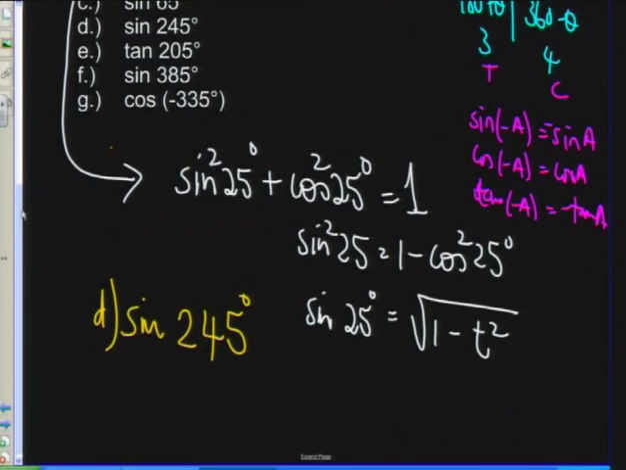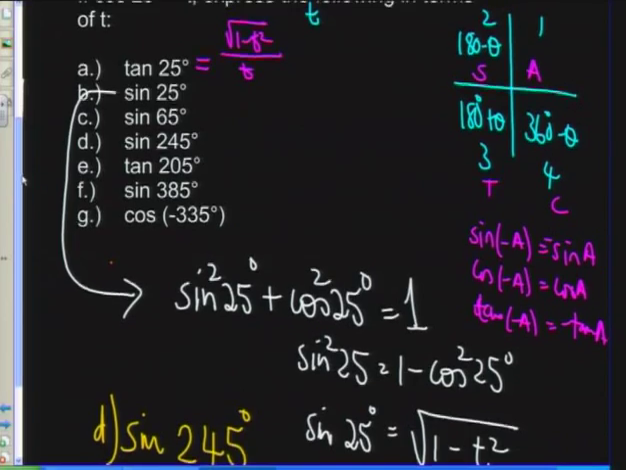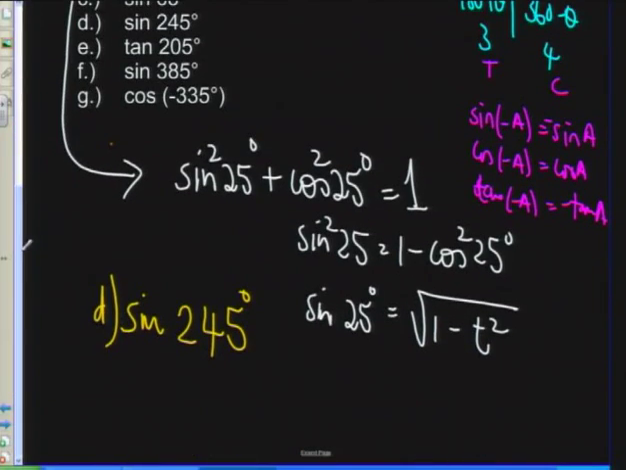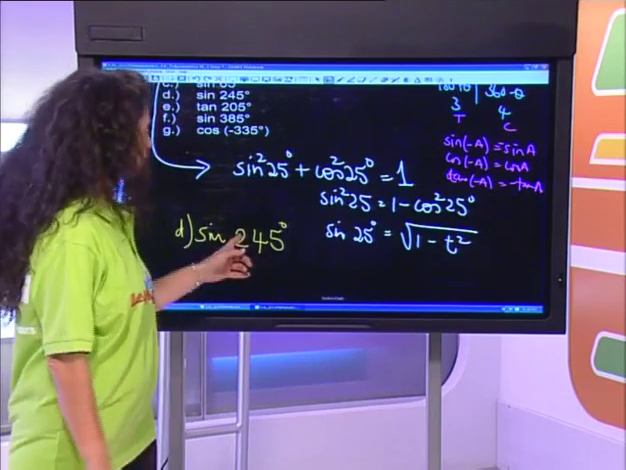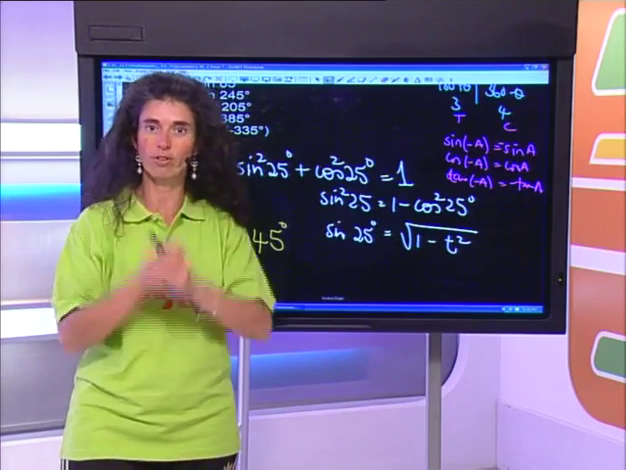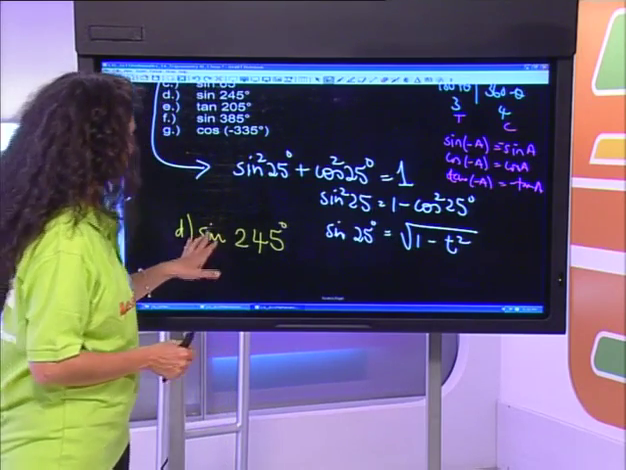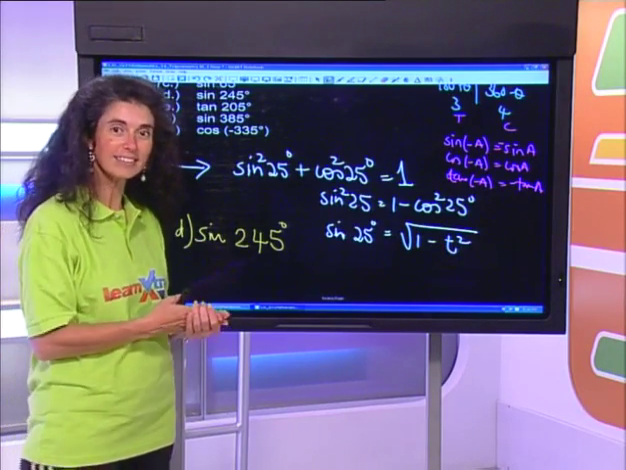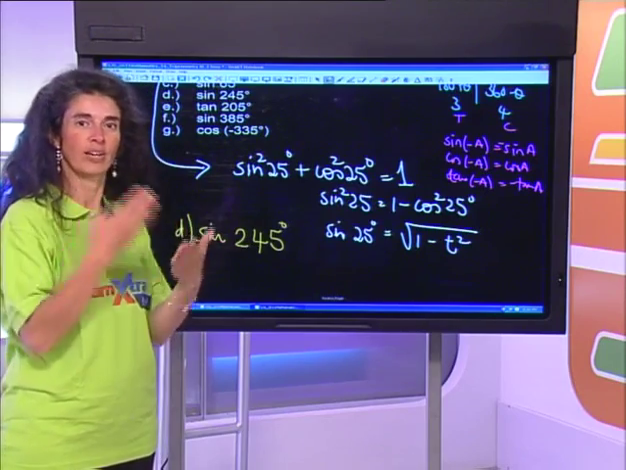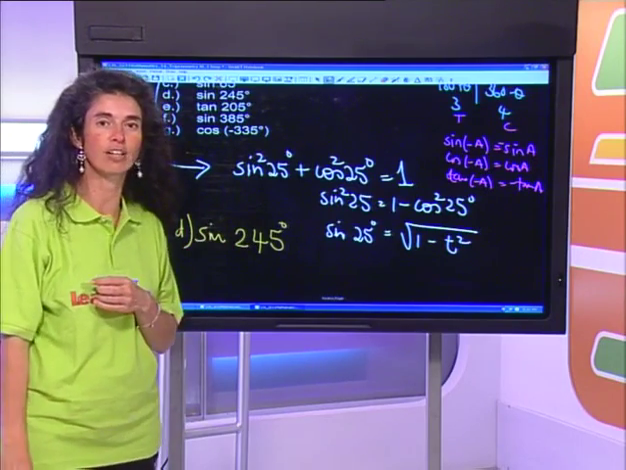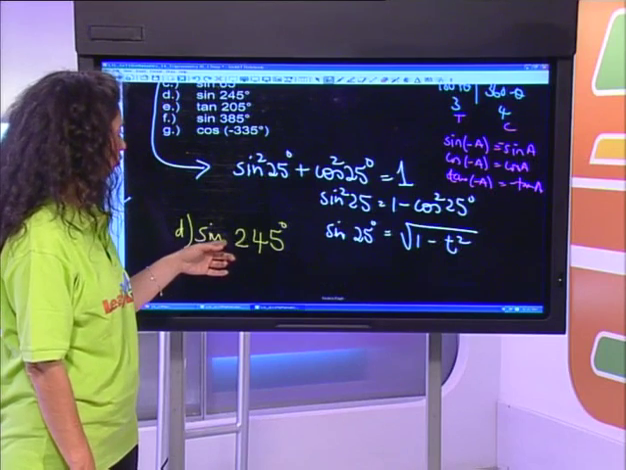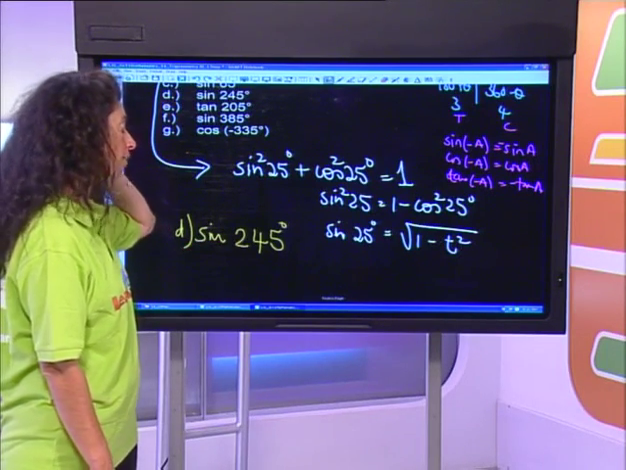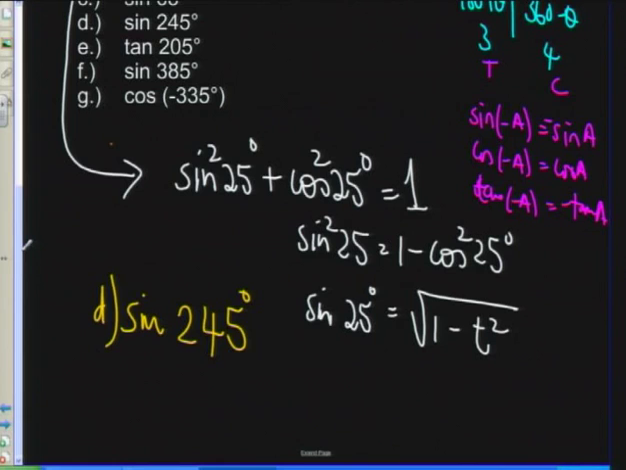Okay, we did not put down our theory notes for nothing. We're going to use that. The first place where we start is the position of the terminal ray. Where is the terminal ray? 245, which quadrant? Quadrant 3. So we're going to be able to reduce sine 245 as the sine of 180 plus how many degrees? How many degrees must we add onto 180 to get to 245?